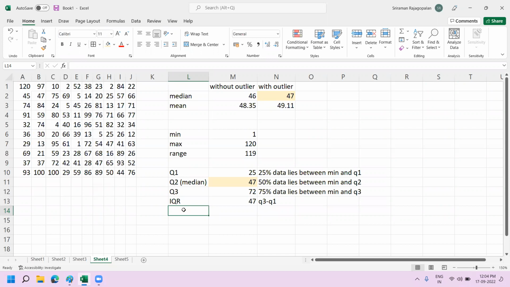Good, outliers. I can have outliers to the left, which are negative outliers, and outliers to the right, which are positive outliers. How do you identify outliers? How do you plot the quartiles?